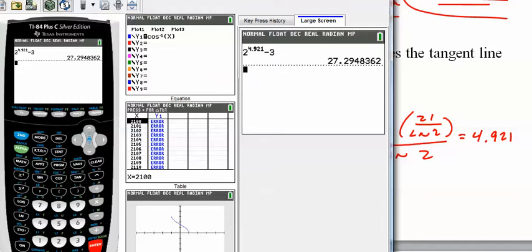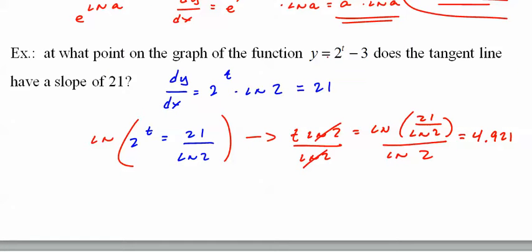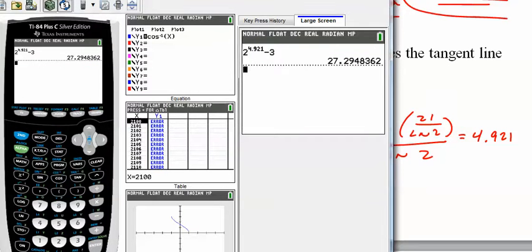Hmm. 2 to the 4.921 minus 3. Oh, so that's just the point where it's at. So what point is that at? That goes back to the original equation. At what point is 4.921, comma, bring that back up, 27.295.